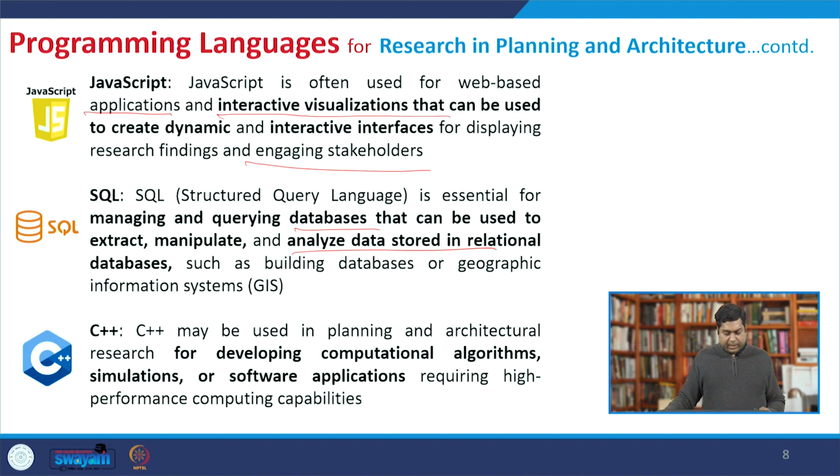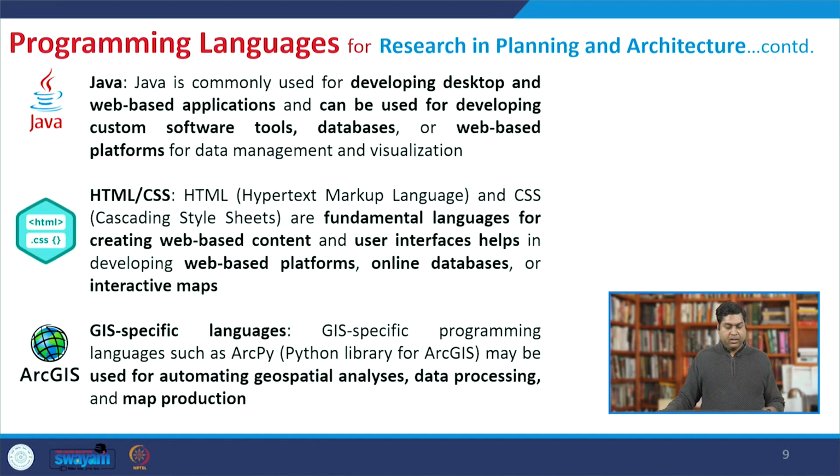Next we have C++. C++ may be used in planning and architectural research for developing computational algorithms and simulations, or even if you plan to develop a certain kind of software application, you can do that with C++. Similar to that, Java is another very commonly used language for developing desktop and web based applications, and can be used for developing custom software tools, databases, web based platforms, data management and visualization. So, similar to JavaScript.